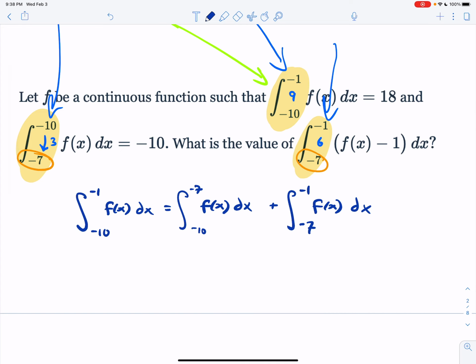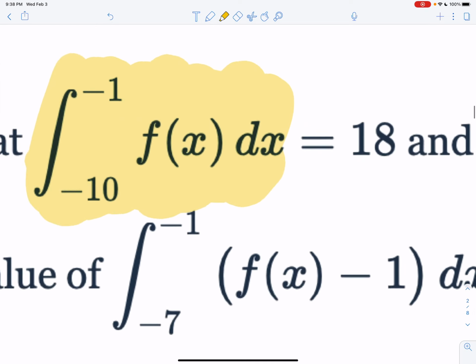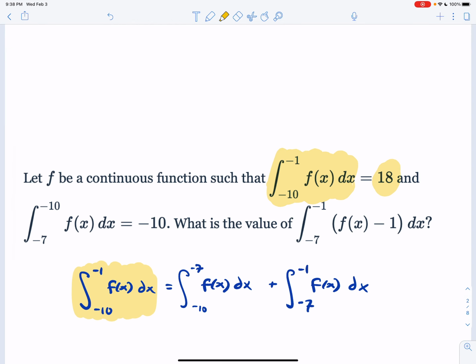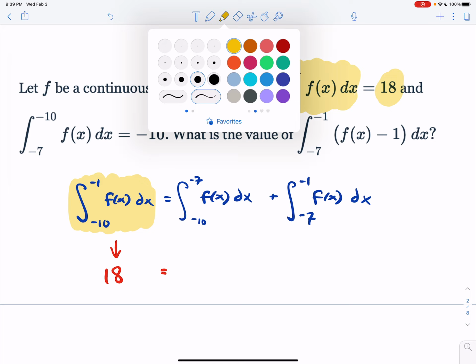So here's what we know. We know, and let me get rid of all of these highlights so that you guys can see a little bit better, we have information regarding this. Okay, I know that the integral of f from -10 to -1 is exactly this right here, and it's equal to 18. So what am I going to do? I know that that value has to come out to 18. All right? Okay.